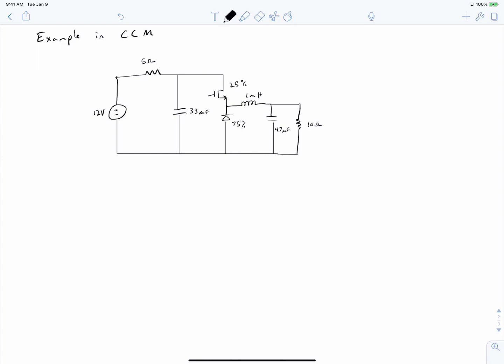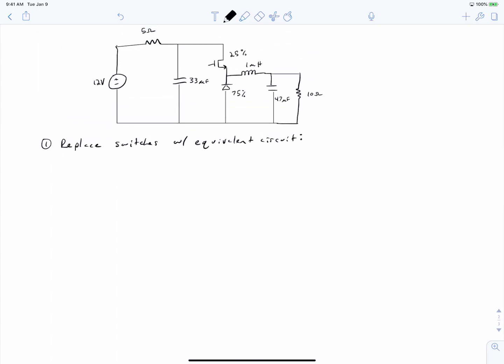Clearly this is a buck converter, and we've got a duty ratio assigned to the MOSFET. This is the active duty ratio, and a duty ratio assigned to the diode, which is the passive duty ratio. So I want you now, in your notes, to draw another circuit below this, which is the same circuit but replaces the switching devices with the equivalent circuit for the switching devices. So first, let's replace switches with equivalent circuit. So do this now, hit the pause button, and when you are ready to resume, press play.